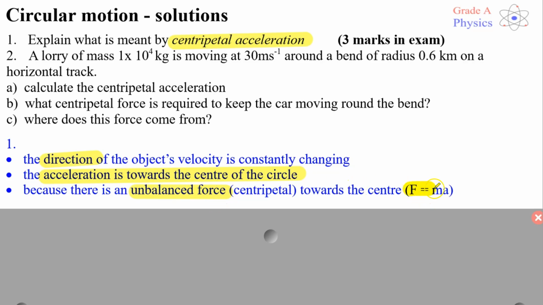Therefore, according to Newton's second law, F equals ma, there must be an acceleration. So it's always a good idea to make reference to a law, or in this case, a formula, to make sure you get that mark.